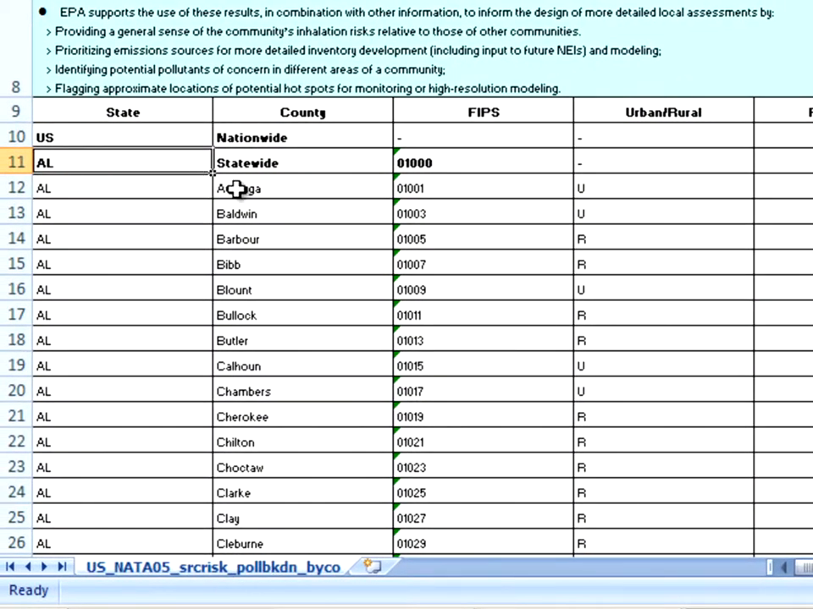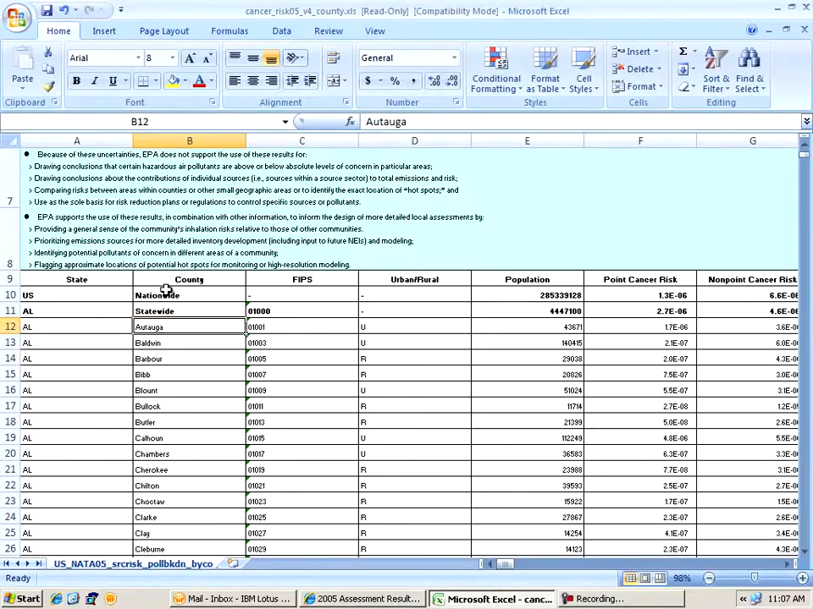And if you go down through the file, you'll find similar data for each state and for each county of the U.S. We also have Puerto Rico and the Virgin Islands, as well as obviously Washington, D.C. in here. So there's 53 entities represented in the analysis itself. So that is the cancer risk file.